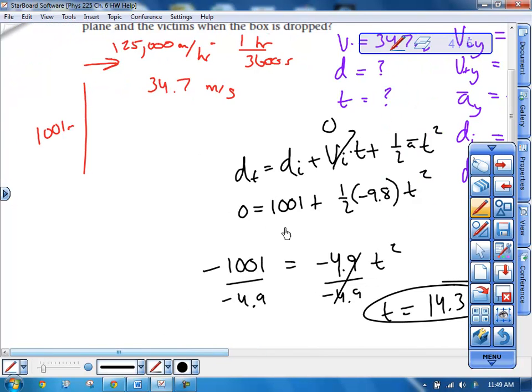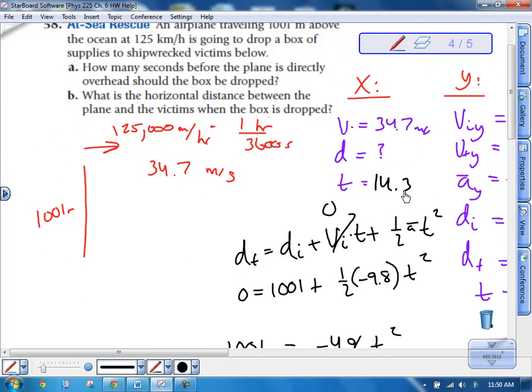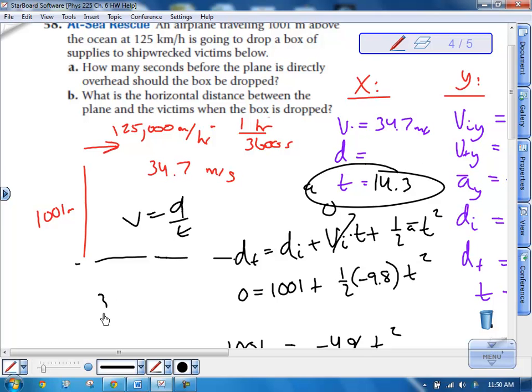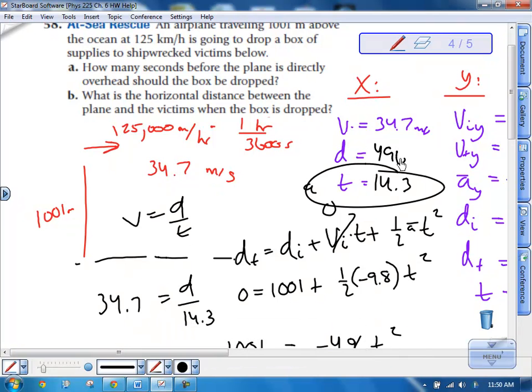All right, so we got to answer the question now, which was, so the time is 14.3. That answers question A because that's how much time should be dropped before the box gets overhead. And then we have to find that distance for part B that it asks. So let's just do velocity equals distance over time. Velocity is 34.7. Distance is what we're looking for, divided by 14.3. So just multiply 14.3 over both sides. This gives you about 496.2 meters if you do that. That's the horizontal distance that is between the plane and the victims.